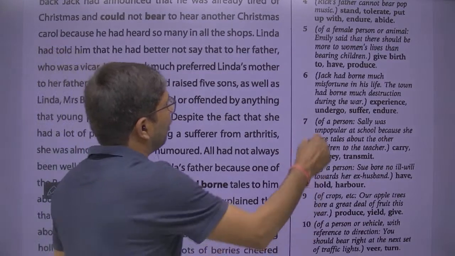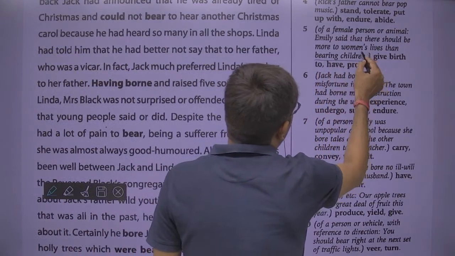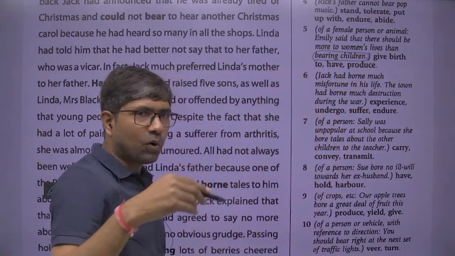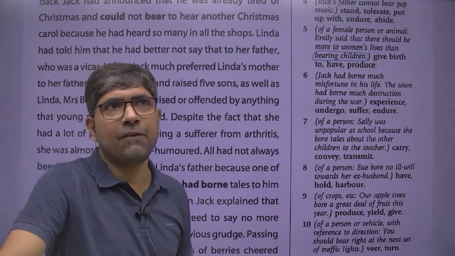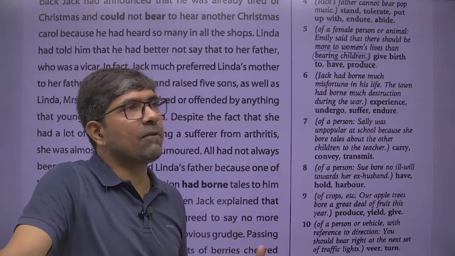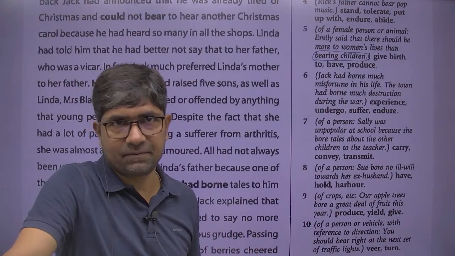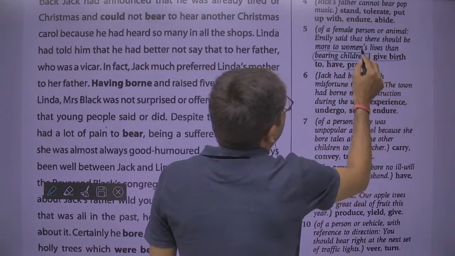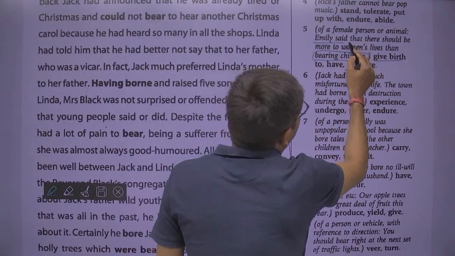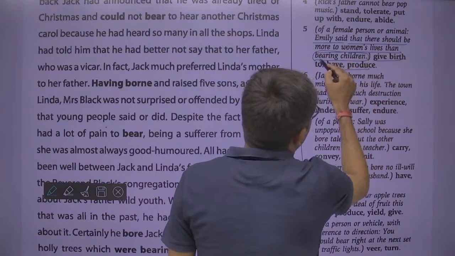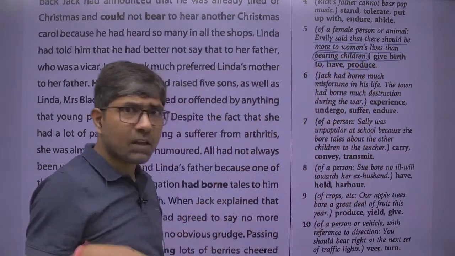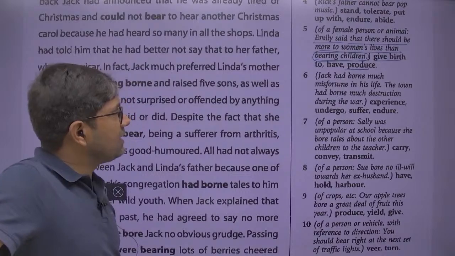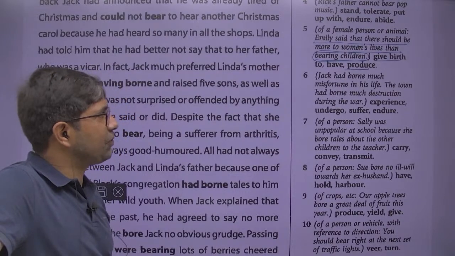Of a female person or animal, Emily said that there should be more to women's lives than bearing children. It means only producing the children is not the only purpose of the life of women. They must have also some other purpose. So give birth or to produce. So Emily said that there should be more to women's lives than bearing children.